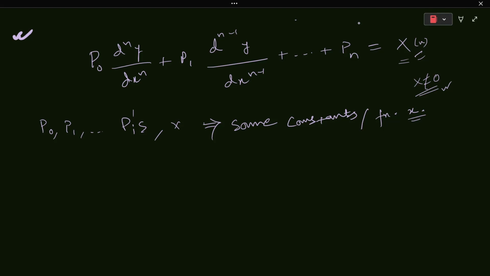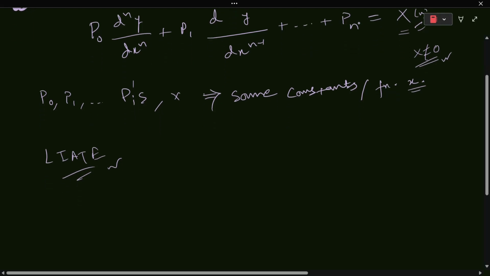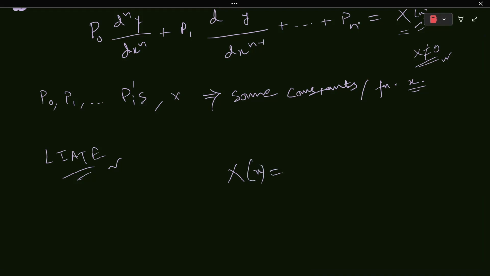I already mentioned one thing, LIATE. This is partial integration, which you studied in your HS, with E for exponential. And in the previous session we already discussed how to solve the inhomogeneous differential equation, the PI part, the particular integral part, when capital X of x equals e to the power x and x to the power n.